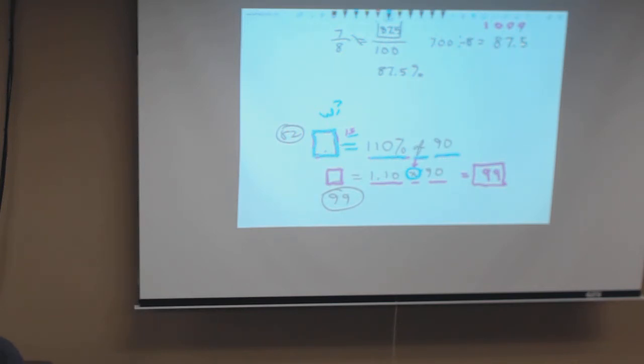You learn how to multiply with whole numbers, fractions, and decimals. But they don't teach you how to multiply with percents, because when it comes to percents, you convert the percents back to decimals. So I move it over here and I get 1.10 times 90. What's 1.10 times 90? 99. So guess what goes in my empty box?